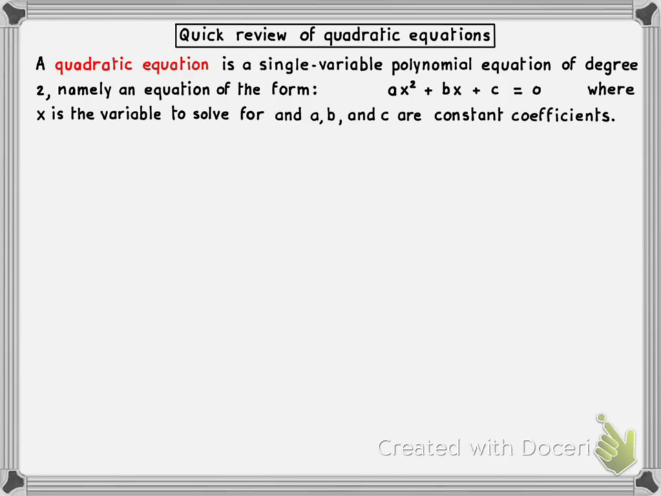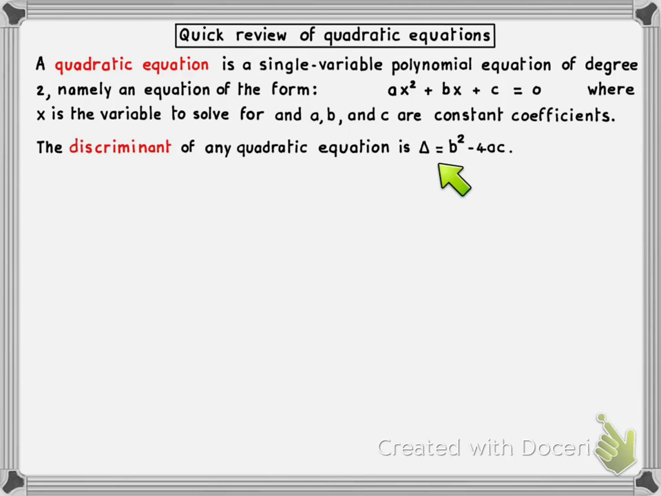So the first concept we're going to need to solve a quadratic equation is called the discriminant. It is denoted by the uppercase Greek letter delta, and it's defined by the formula b times b minus 4 times a times c, or b squared minus 4ac.